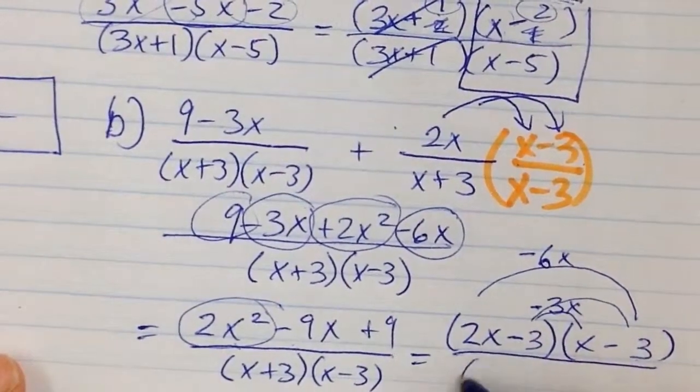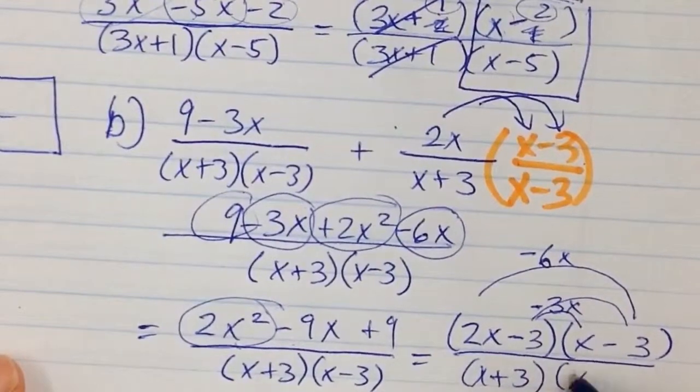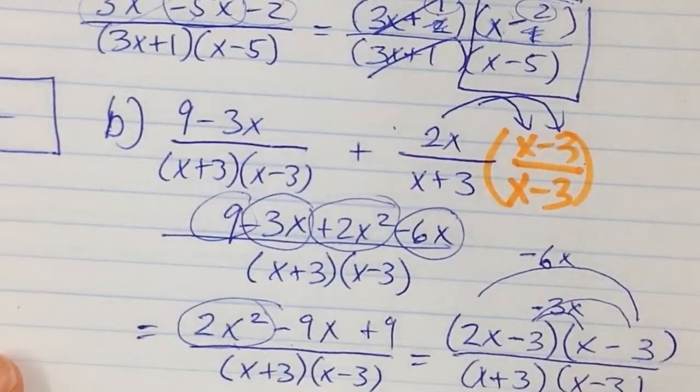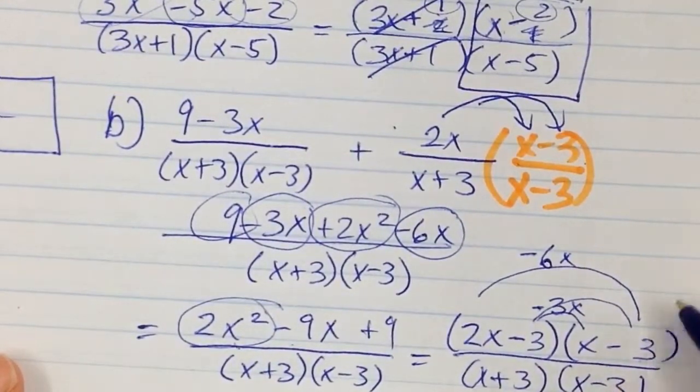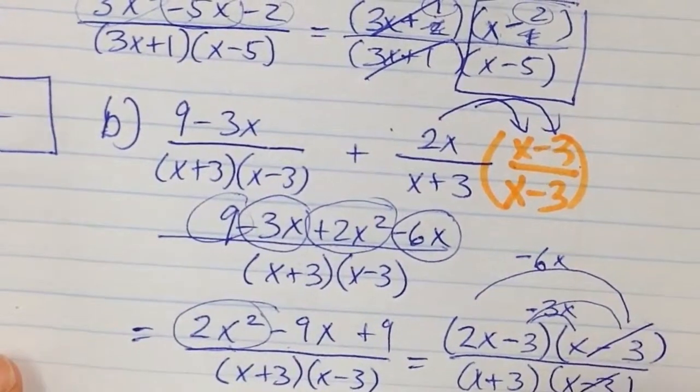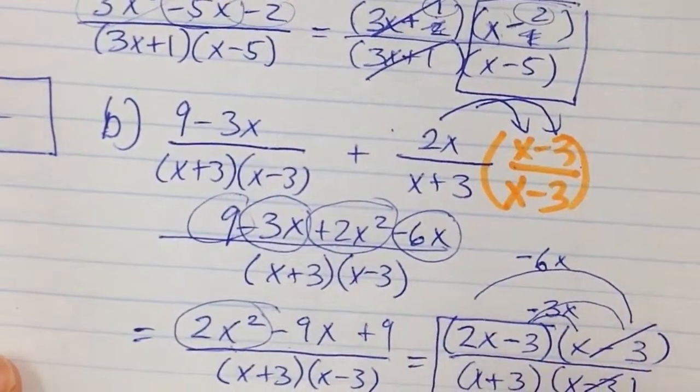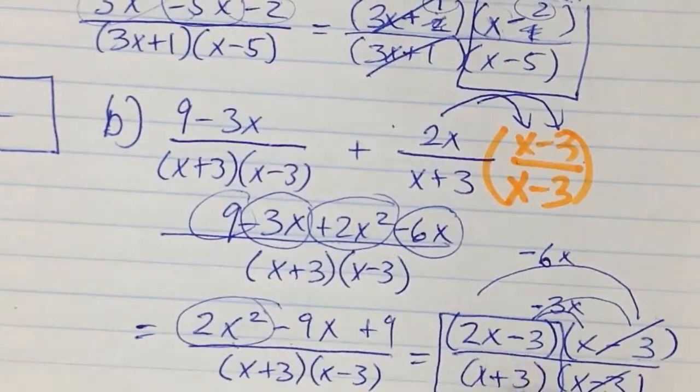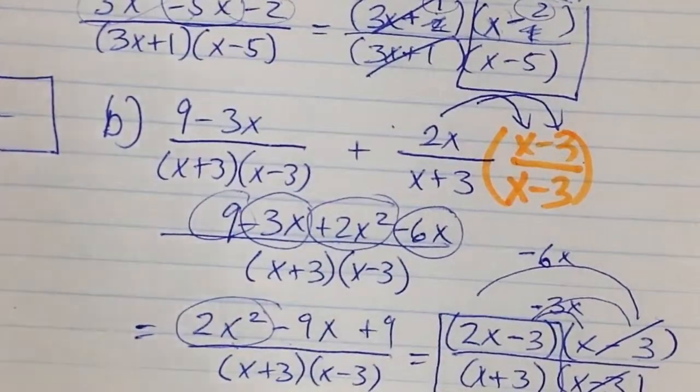All over x plus 3 times x minus 3. They're the same in the top and the bottom now that we factored the top. So that's the same, so my answer is just 2x minus 3 over x plus 3. So that's 99.